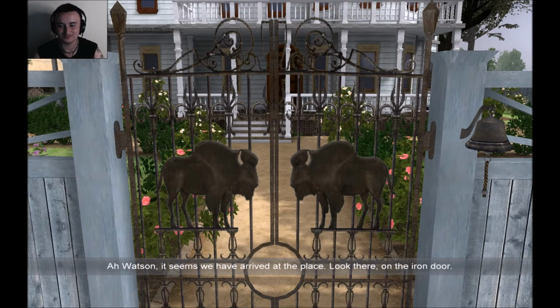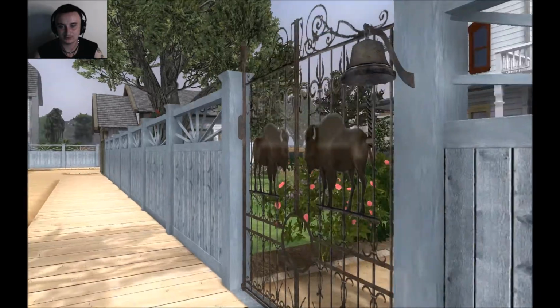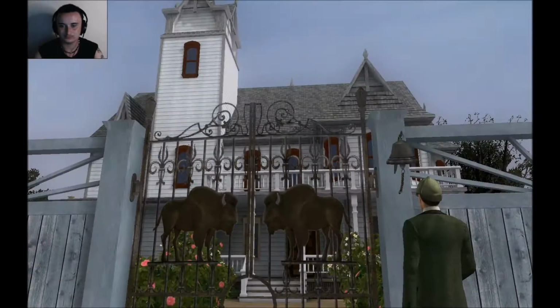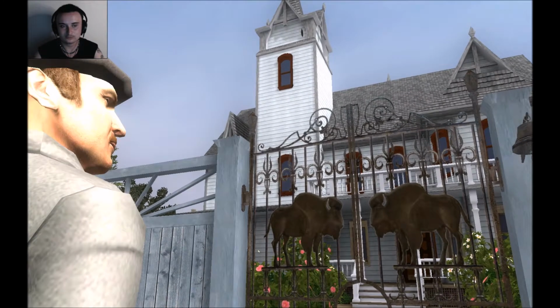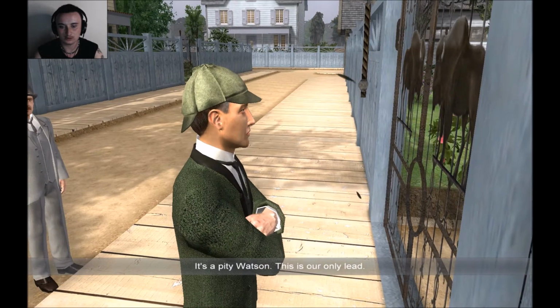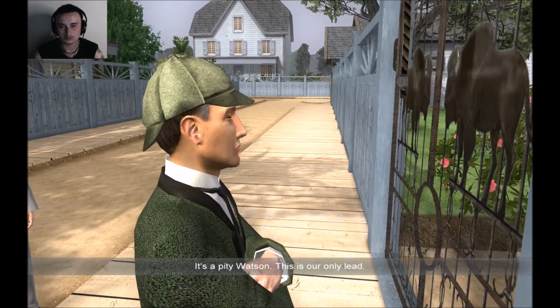Watson, it seems we have arrived at the place. Look there, on the iron door. Looks like no one is here, Holmes. It's a pity, Watson. This is our only lead.